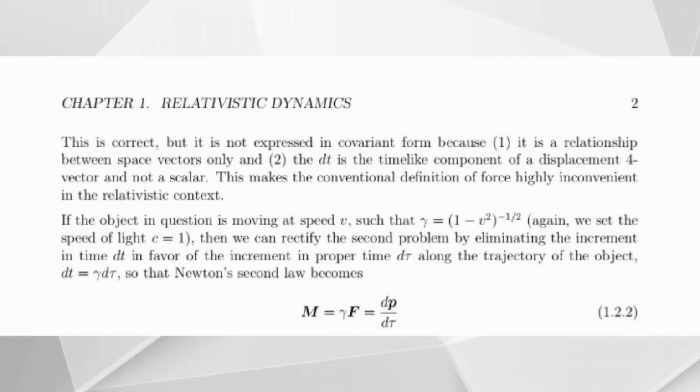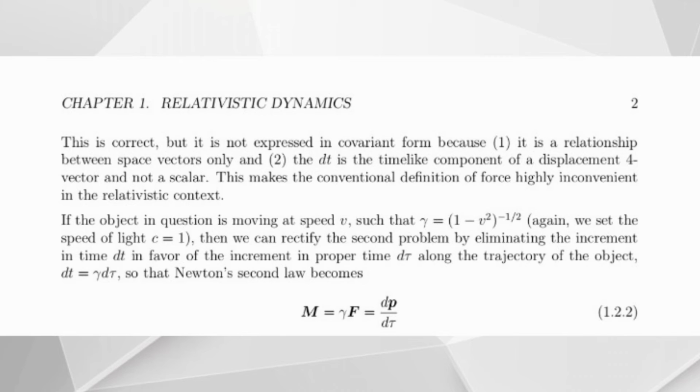This is correct, but it is not expressed in covariant form because it is a relationship between space vectors only, and the dt is the time-like component of a displacement 4-vector and not a scalar. This makes the conventional definition of force highly inconvenient in the relativistic context.